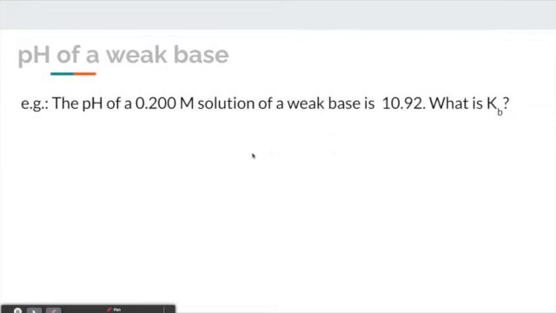The pH of a 0.2 molar solution of a weak base is 10.92. What is Kb? So this is the opposite problem. We know the pH, but we want to know Kb. We'll start out with a RICE chart like we always do. B, let's call that our generic base. It's reacting with water, because that's what they do. Reaches dynamic equilibrium with its conjugate acid, which we'll call HB plus, and hydroxide ion.